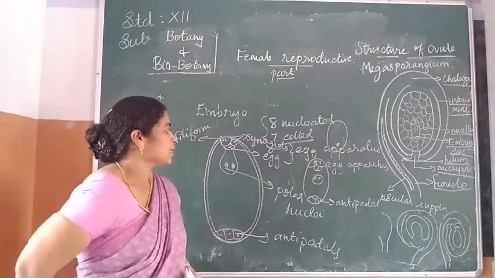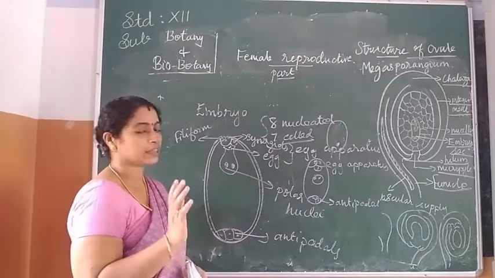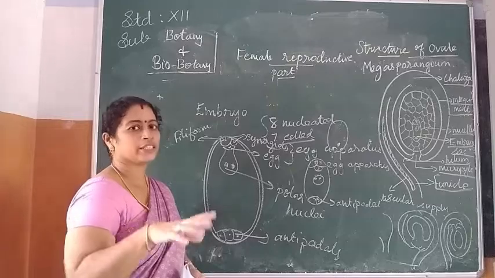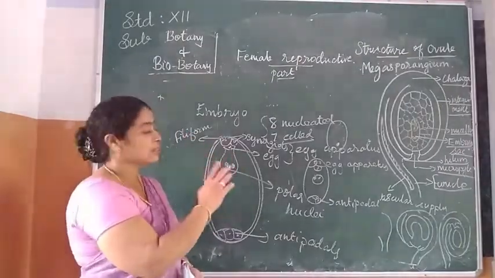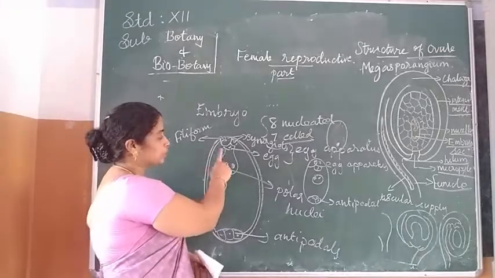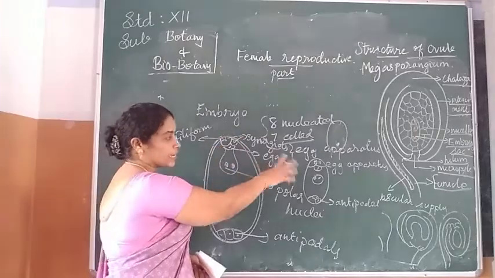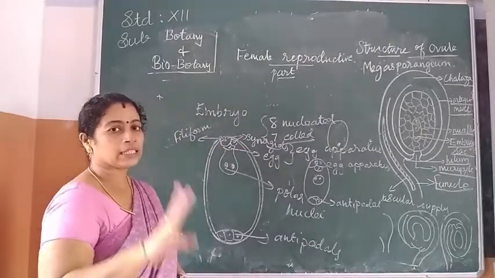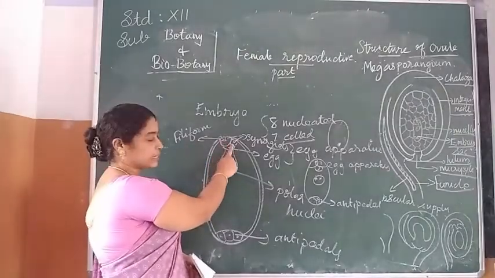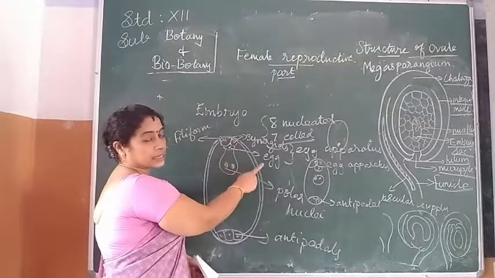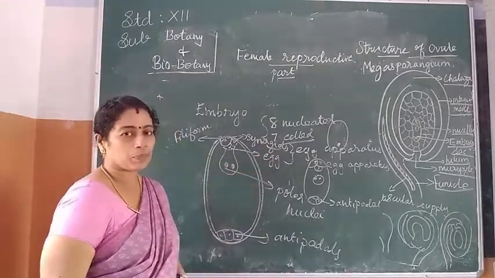So once again, listen: there are 8 nuclei and a 7 celled structure. It is somewhat elongated in shape, and this embryo sac is embedded inside the nucellus. The 3 cells present at the micropylar end are said to be the egg apparatus. It consists of two parts: two cells act as synergids and one acts as the egg. Both together form the egg apparatus.